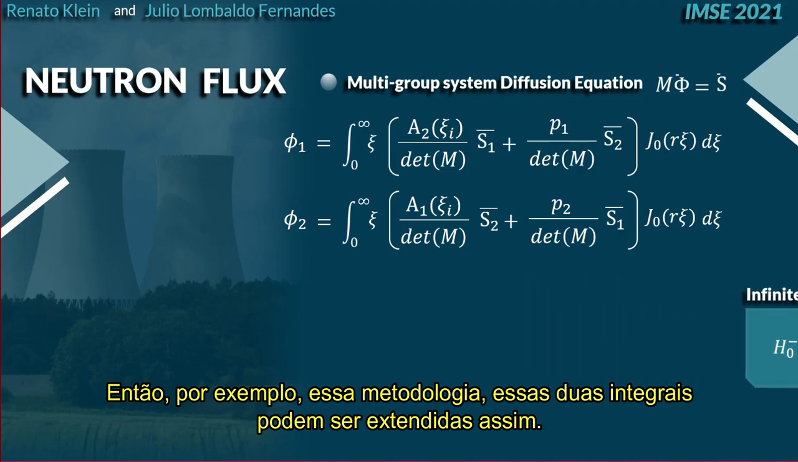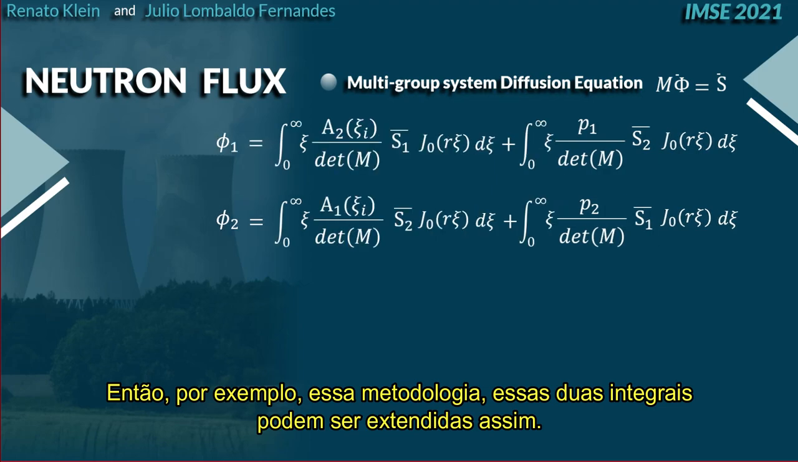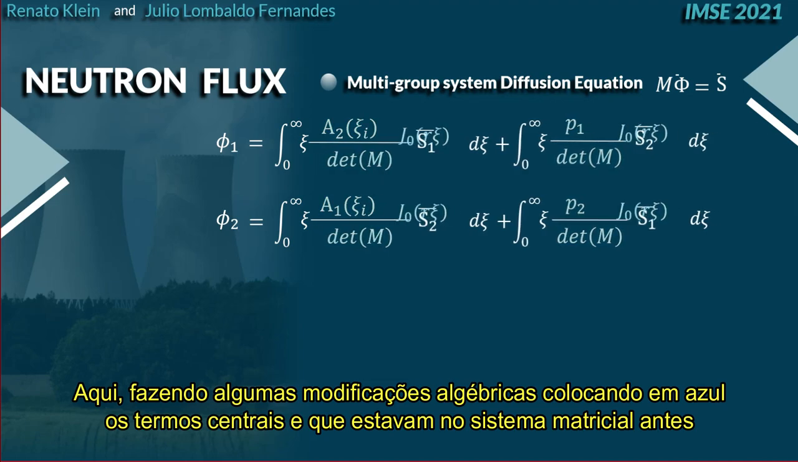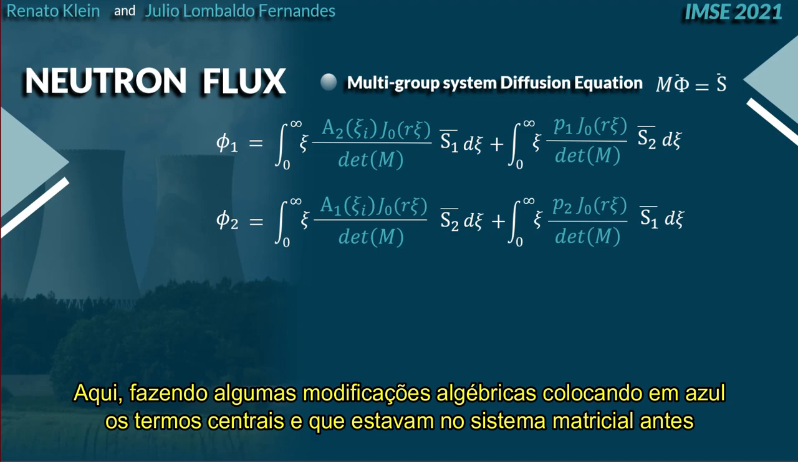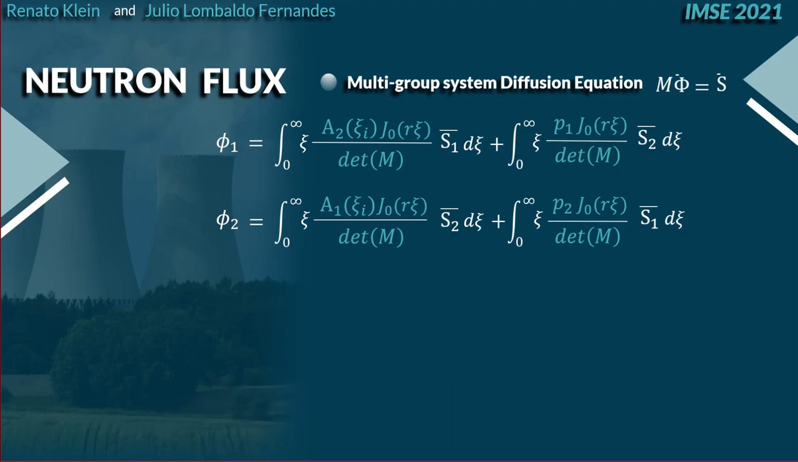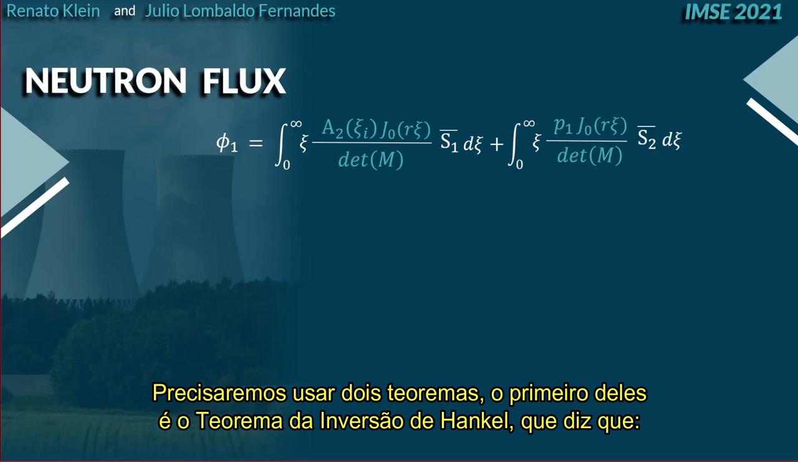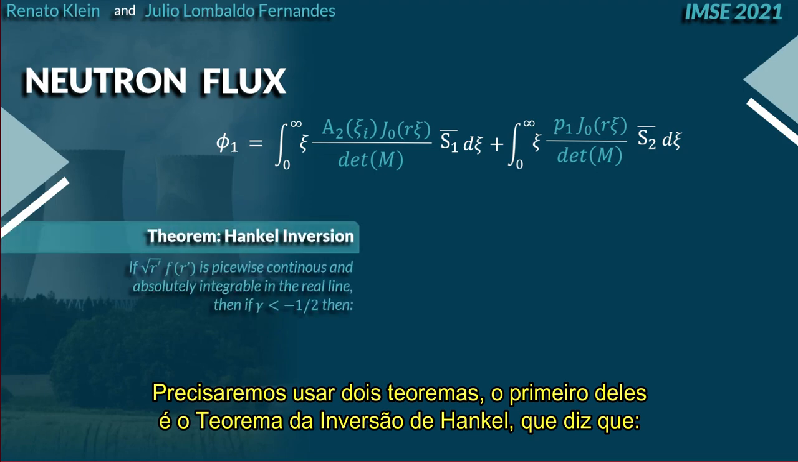So, for example, with this methodology, these two integrals can be expanded like this one, and here I will make some algebraic modifications, just putting in blue the new functions that represent the terms in that matrix system. Here we consider just flux 1 to show the methodology. Of course, it's analogous for flux 2, but I'm going to consider just flux 1. And we need to call two theorems. The first one is the Hankel inverse theorem.